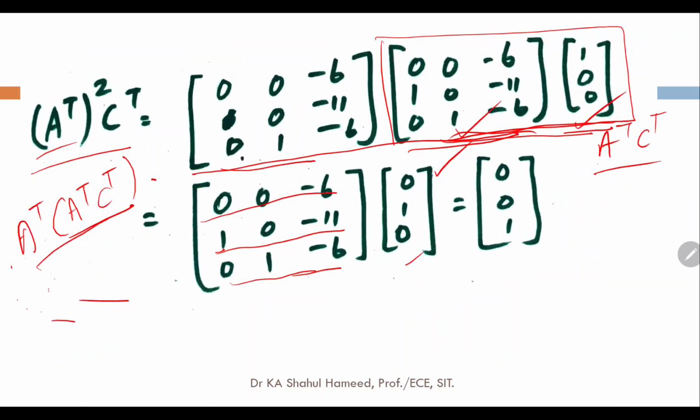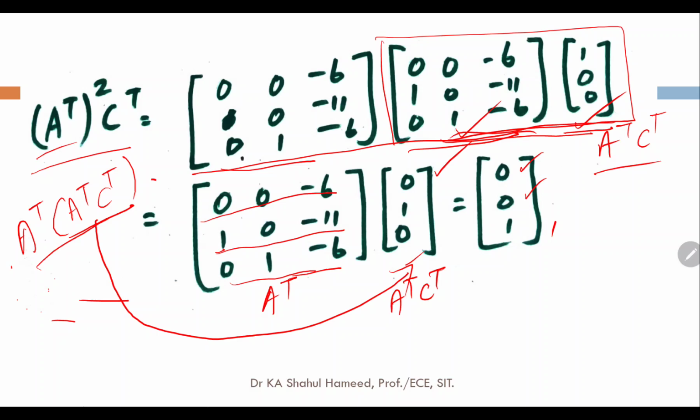Now I am going to substitute this one here and multiply with A transpose. When I multiply A transpose and A transpose C transpose, I will get 0, 0, 1. This is simple matrix multiplication. You can easily work this out and get the answer.